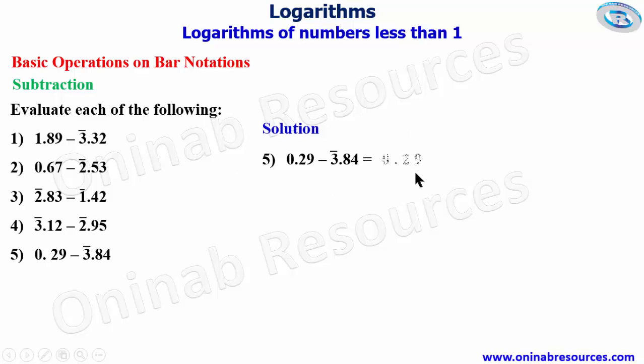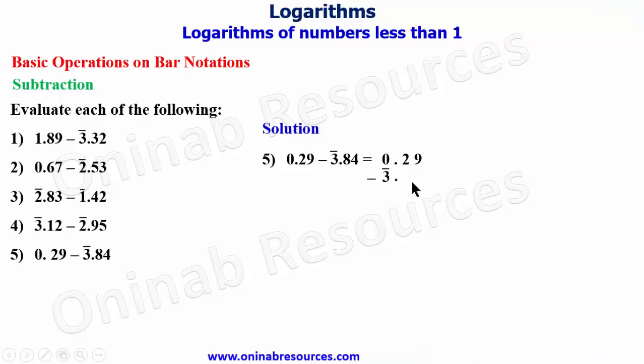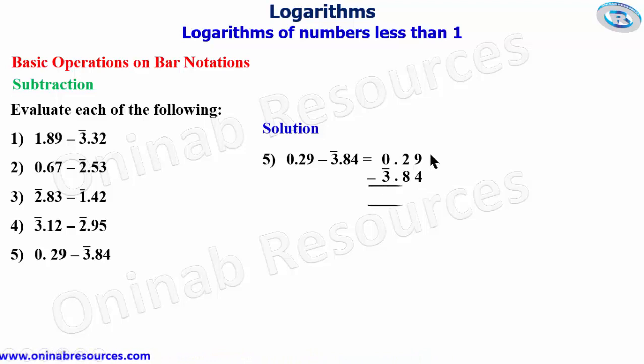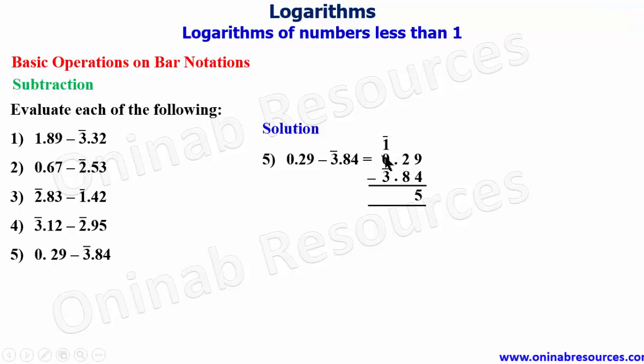So we arrange again 0.29 minus bar 3.84. So 9 minus 4 gives 5. We have 2 minus 8. We borrow 1 from 0. We'll be left with bar 1. Remember, 0 minus 1. We are taking away 1 from 0 to bring to this side. And so 0 minus 1 gives minus 1, which is written as bar 1. So we place the 1 here. That is 12 minus 8 gives 4.